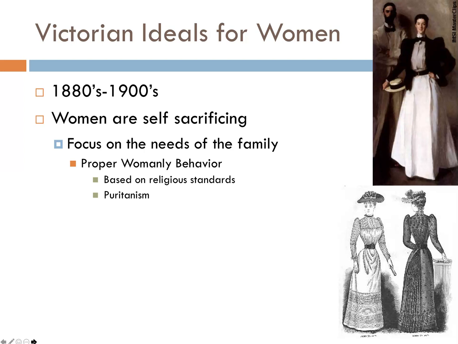Also, they had very strict protocol. They could not be out in public, or at least not without a man. And they really had to abide by very standard religious ideals that are grounded in American culture, American history. And when it came to sexuality, these Victorian women had to repress their sexuality as much as possible. The notion was that women have no sexual desires.